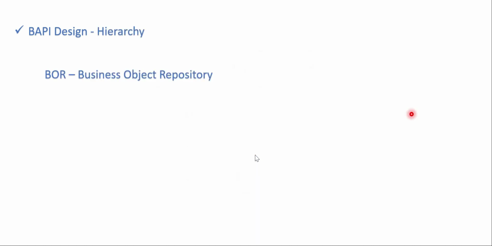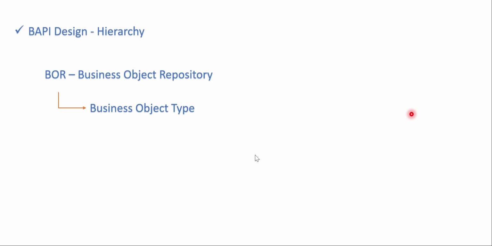So the first thing is we just simply call this BOR, or business object repository. That is the topmost layer of this particular design, and inside it you're going to create a business object type. So we are going to start the creation of a business object type. Now let's understand, by using a standard BAPI, how it gets designed.